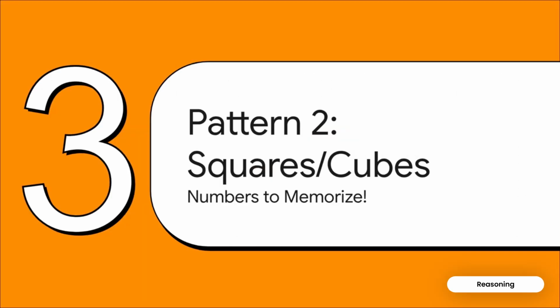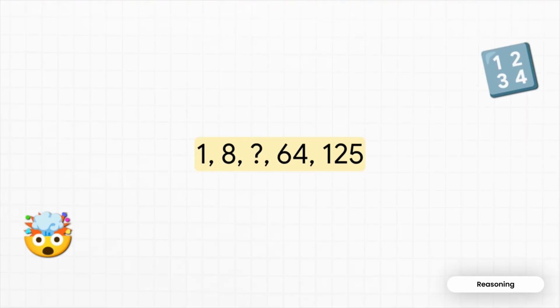All right, let's move on to our next pattern, squares and cubes. Now, this one is a major shortcut. There are just some numbers you have to memorize, and trust me, they can help you solve a series in seconds. Have a look at this series: 1, 8, question mark, 64, 125. Do you see anything special about these numbers? Take a really close look.